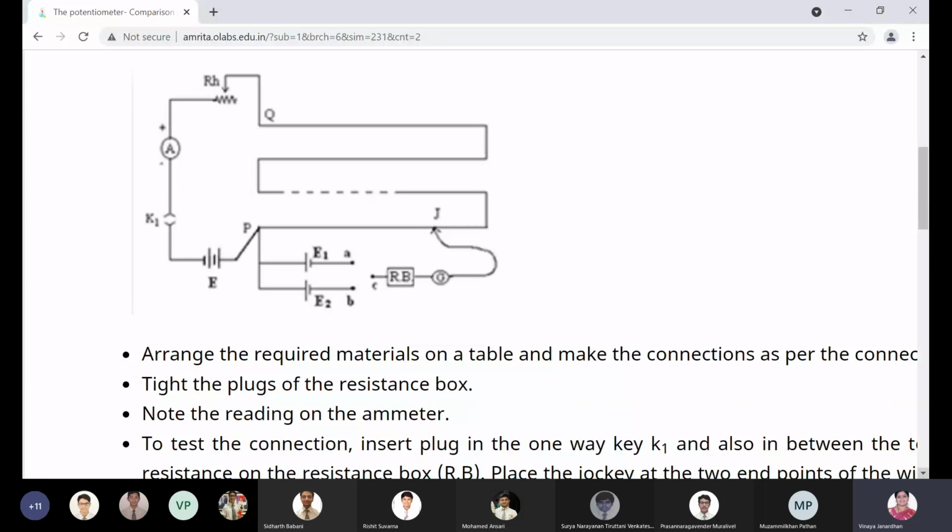Now, why are you going to use your two-way key? If I put a key between the points A and C, I'm including the cell E1 in the circuit. E2 will not be included in the circuit. Now, if I remove the key and put the key between the terminals B and C, I'm including the cell E2 in the circuit. That's the reason we are using a two-way key.